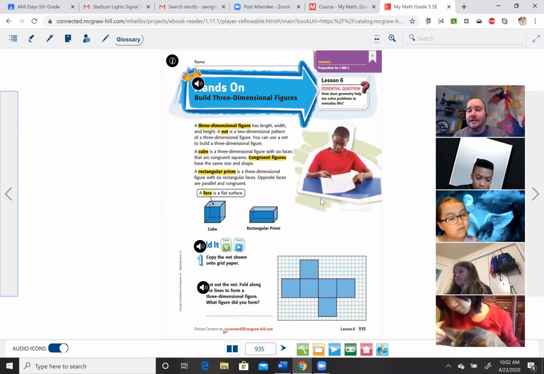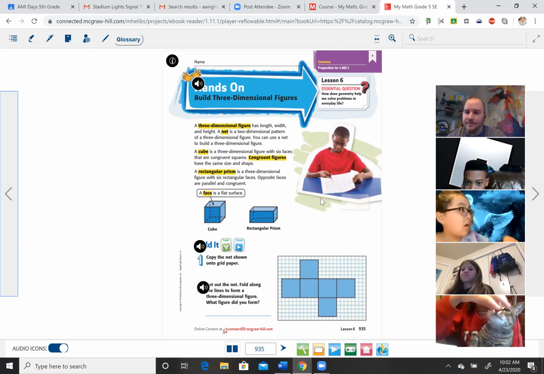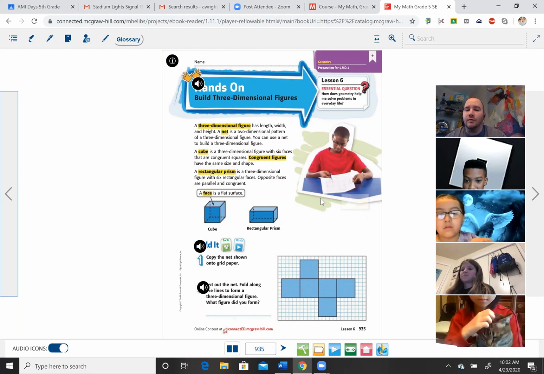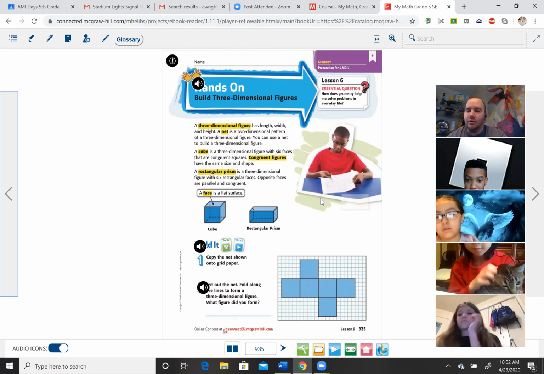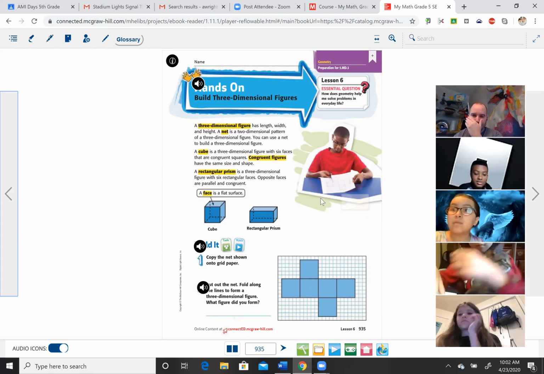A net is each of the shapes that composes it. So look at the bottom of the page. You see how that's all folded out? That is a net where you can fold it back into place and get the three-dimensional shape. So a net is when it's all cut open and everything's folded out. Okay.